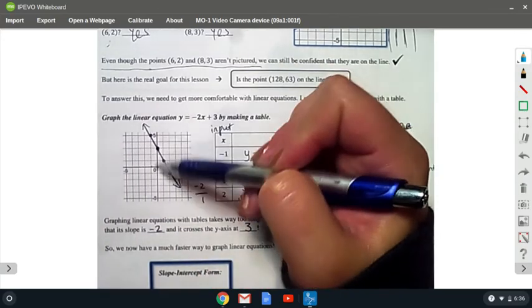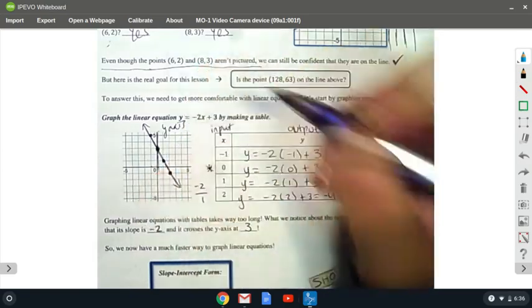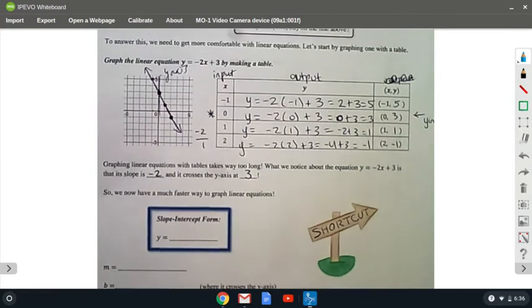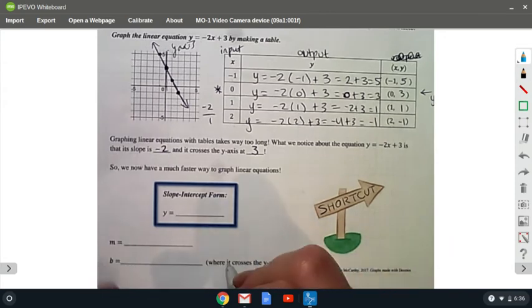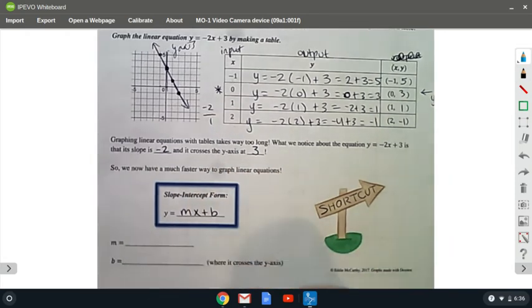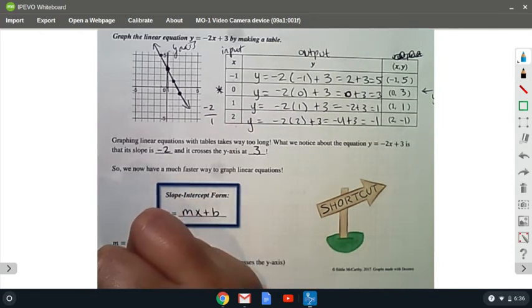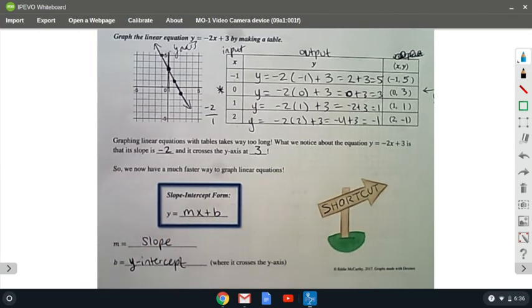So this is the y-axis. Wherever this line crosses, we want that y value. So what this tells us is that there is a faster way to graph linear equations. The fastest way to graph a linear equation is in slope-intercept form, which is y equals mx plus b. Our m is our slope. Our b is our y-intercept, which is where it crosses the y-axis.